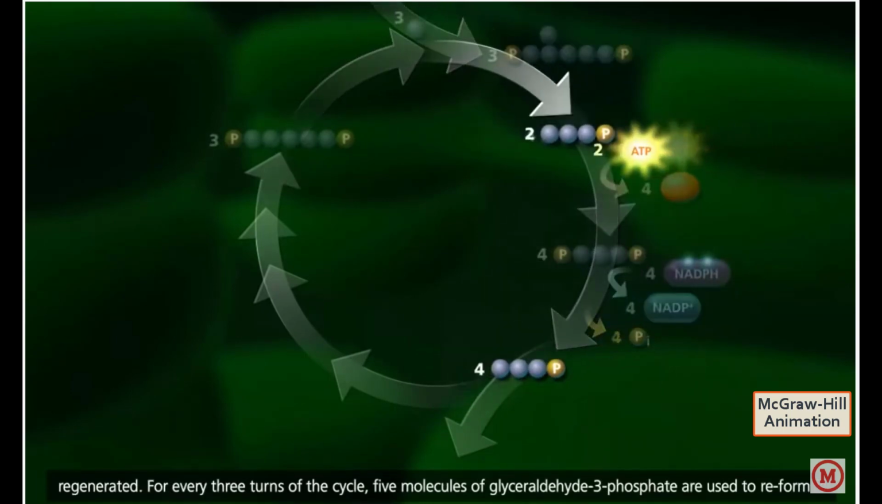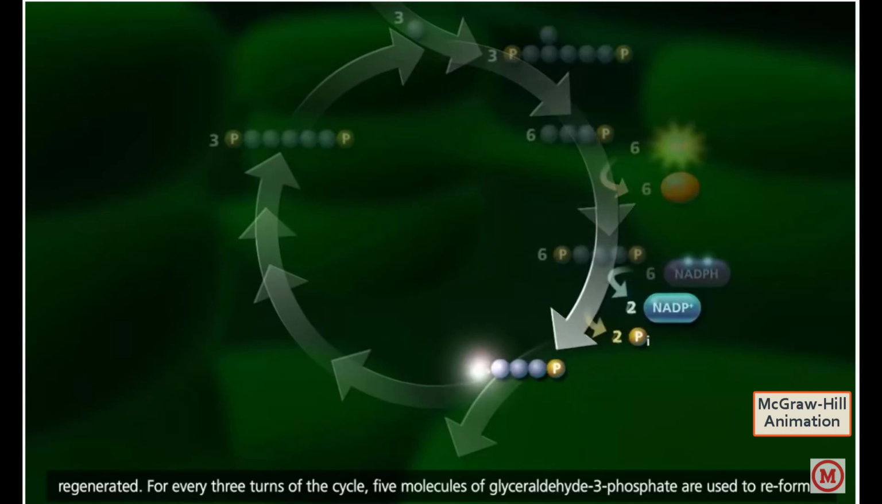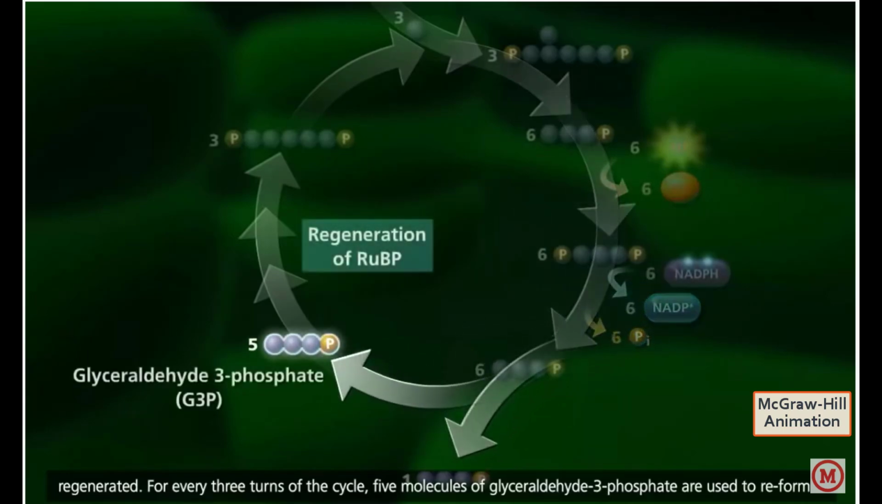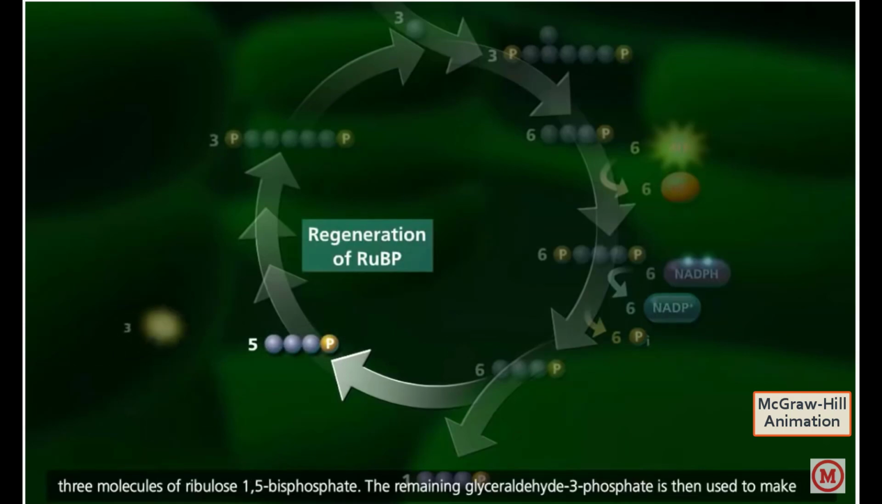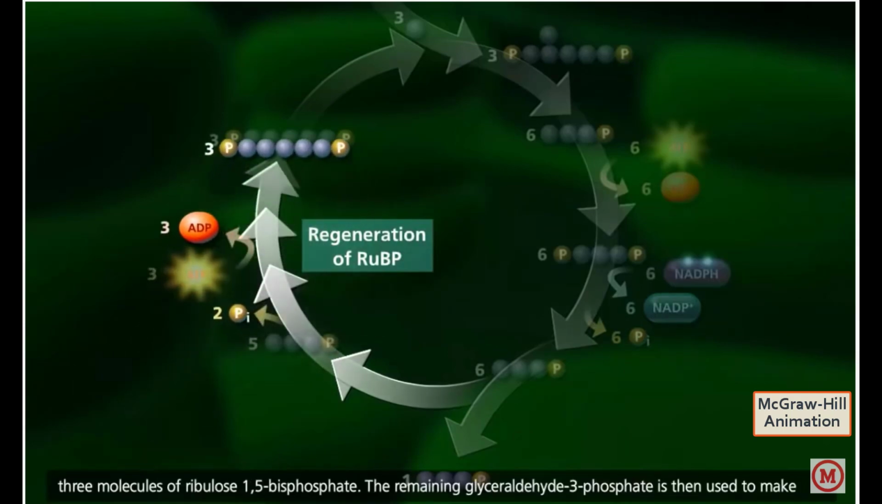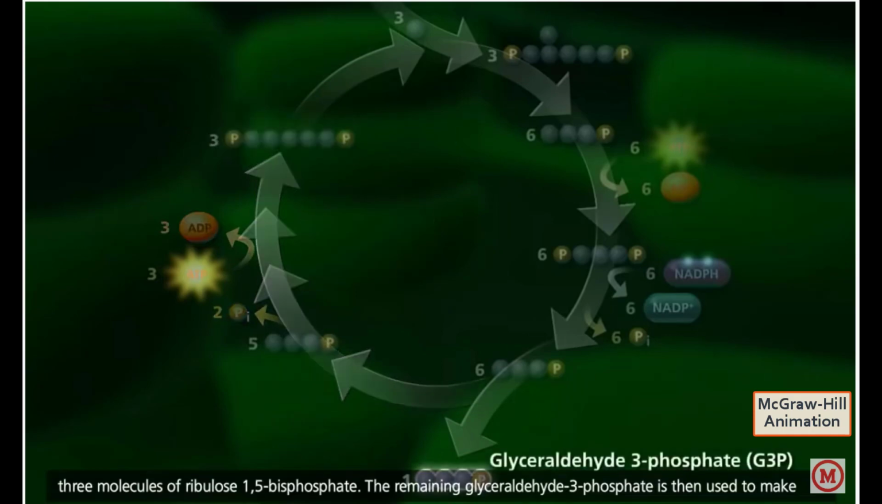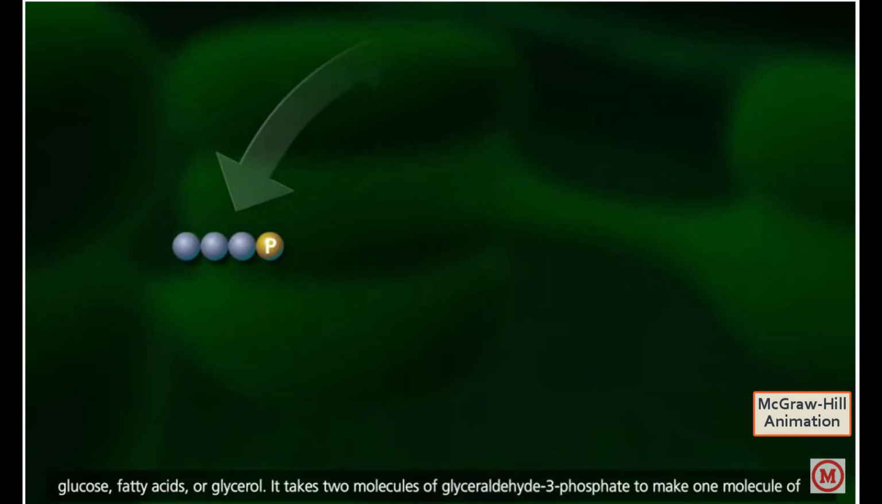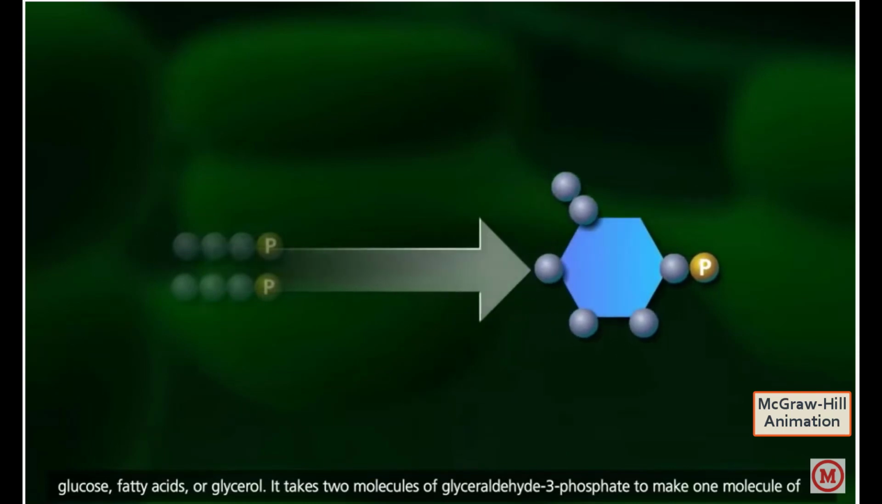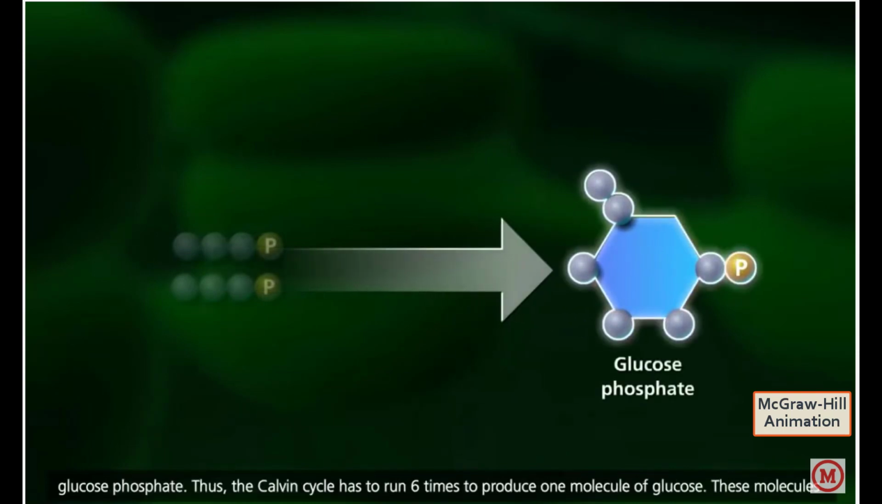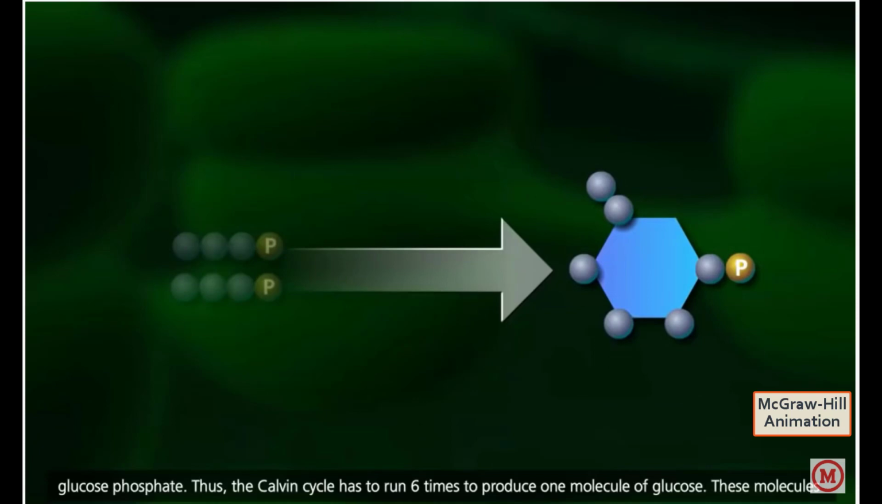For every 3 turns of the cycle, 5 molecules of glyceraldehyde 3-phosphate are used to reform 3 molecules of ribulose 1,5-bisphosphate. The remaining glyceraldehyde 3-phosphate is then used to make glucose, fatty acids, or glycerol. It takes 2 molecules of glyceraldehyde 3-phosphate to make 1 molecule of glucose phosphate. Thus, the Calvin cycle has to run 6 times to produce 1 molecule of glucose.